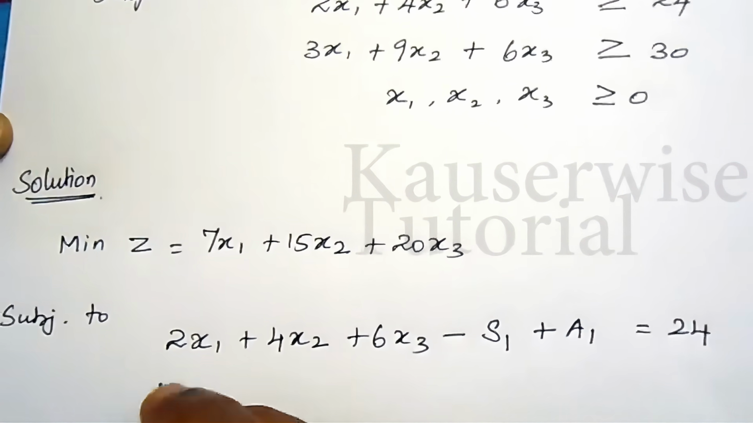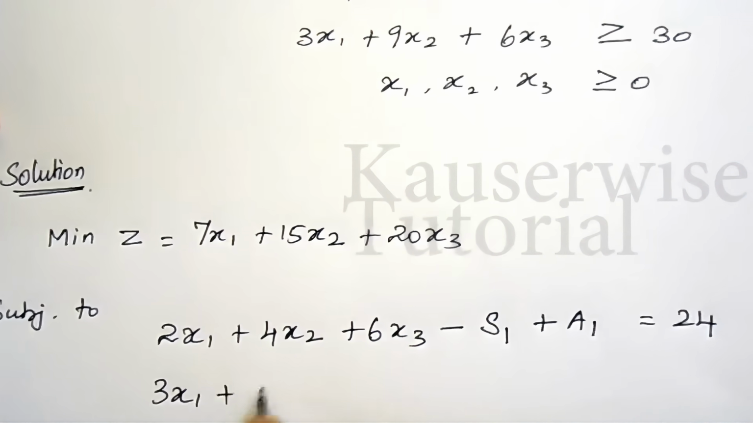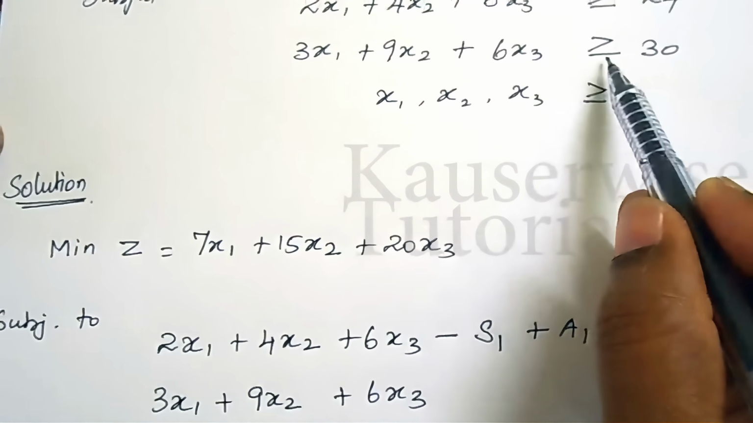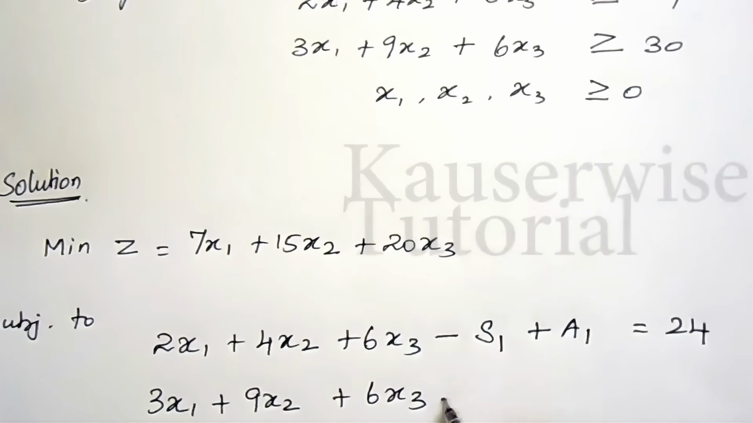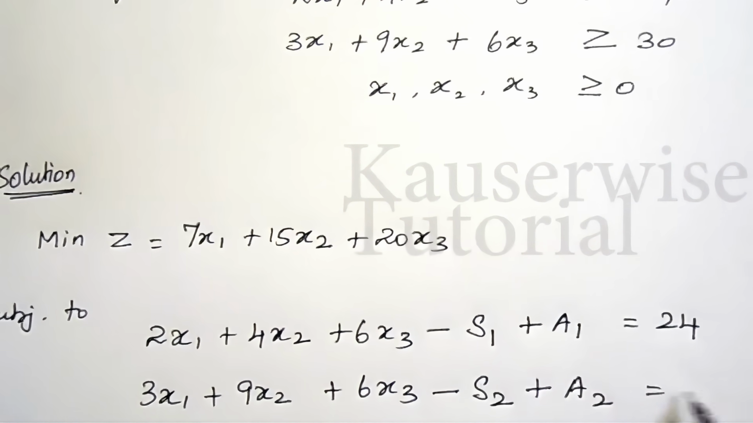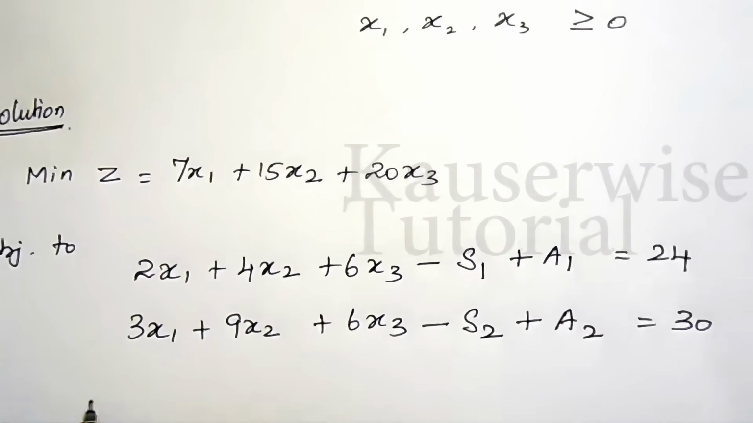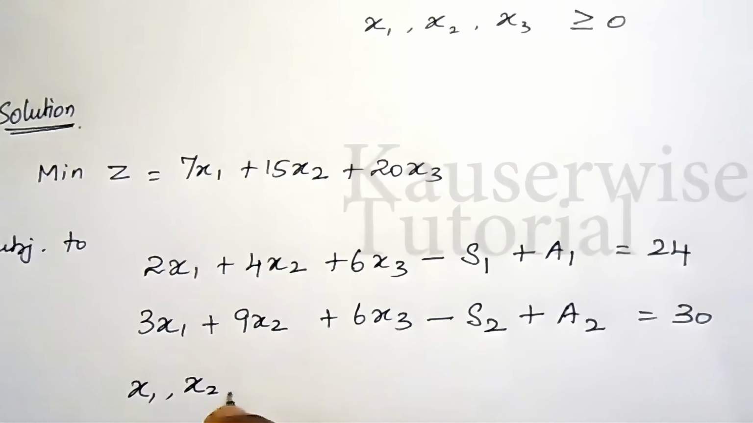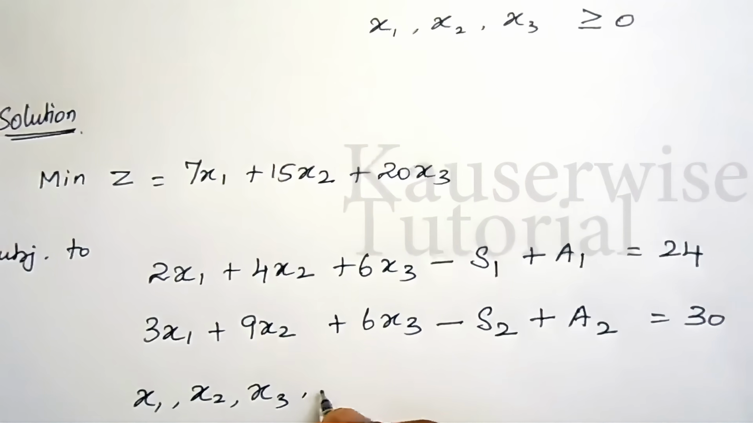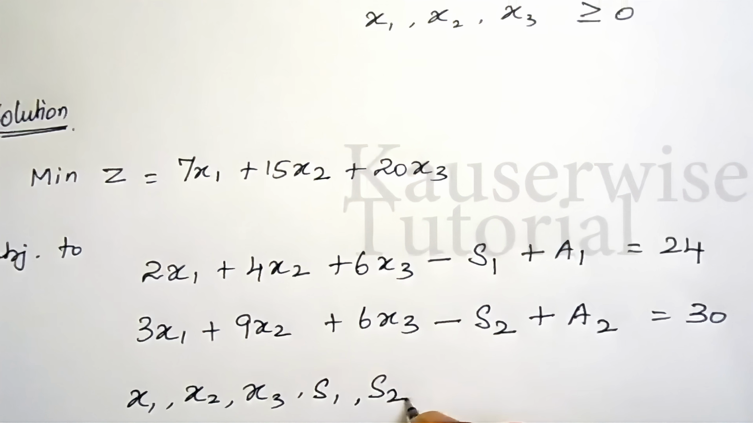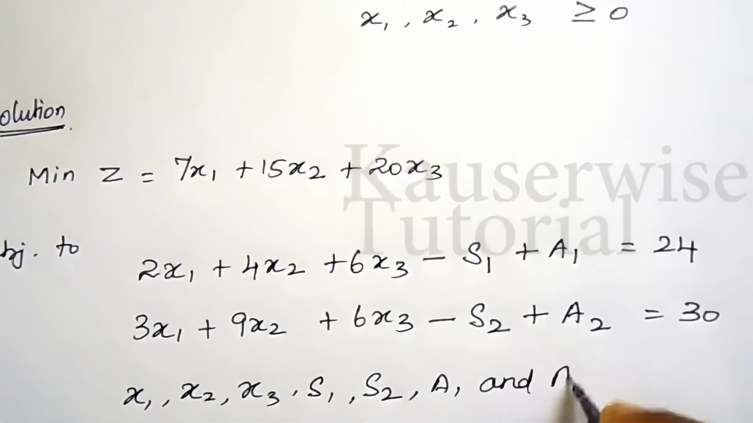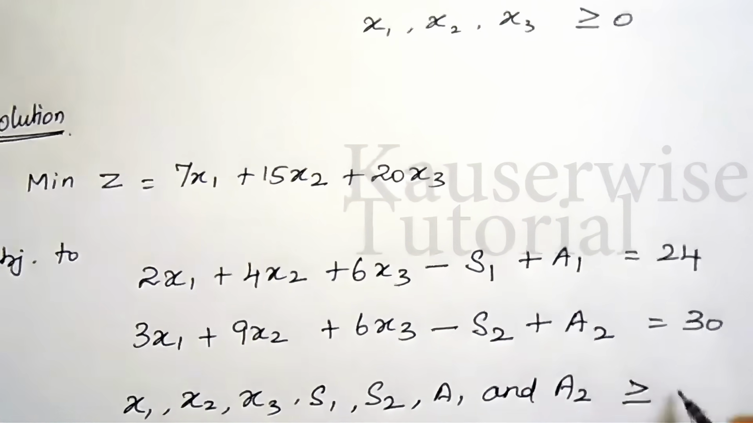In the same way, the next constraint is 3x1 plus 9x2 plus 6x3. Here also it is greater than or equal to. So in order to make it equal, subtract surplus variable 2 and add artificial variable 2, equal to 30. And what are the variables? x1, x2, x3, we have subtracted 2 surplus variables, so s1, s2, and we have added 2 artificial variables, a1 and a2, all greater than or equal to 0.